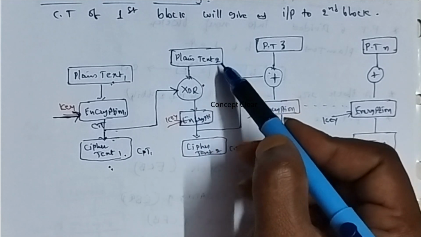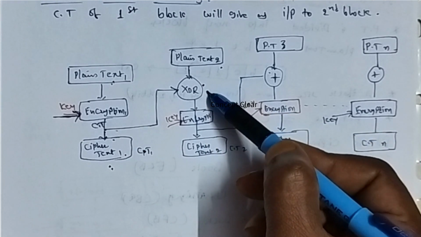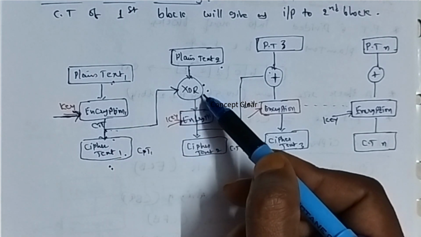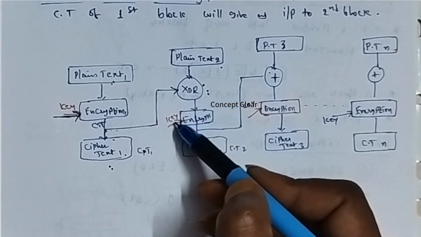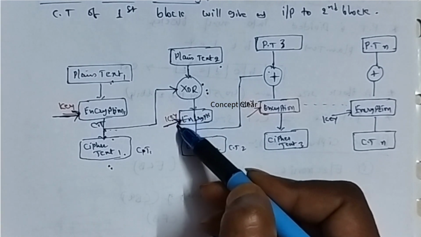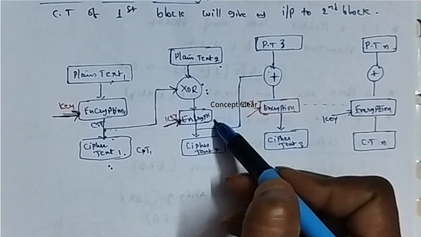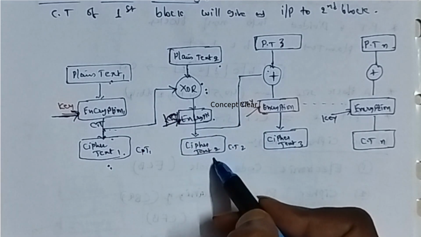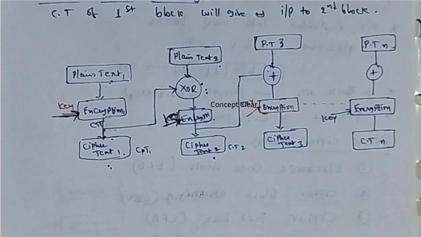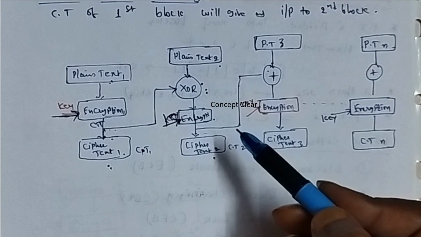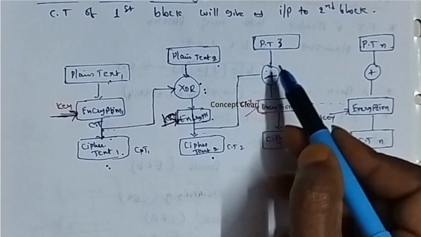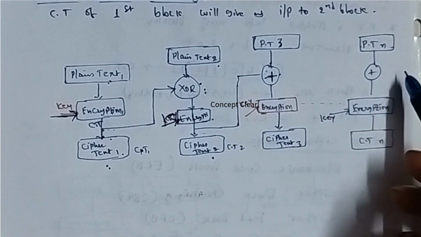Here the block 2 plain text is combined with the previous block's ciphertext using the XOR operation, and that result goes into the encryption algorithm, where with the help of the key we perform encryption. That is ciphertext 2. Again, this second ciphertext is taken as the input to the third block. This procedure continues up to the end of the blocks.